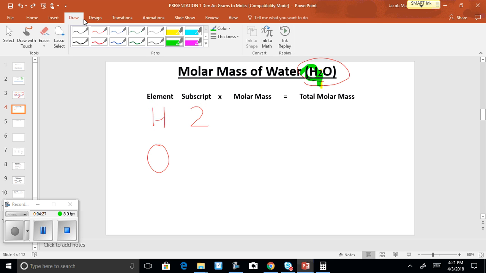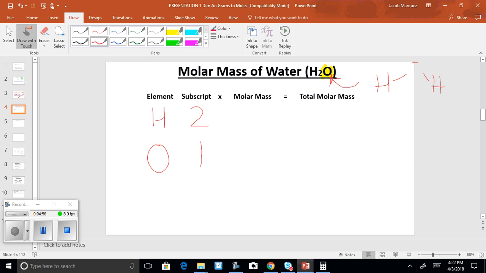Now what about my oxygen? What's my subscript for oxygen? Well, I look at my oxygen right here. I'm highlighting my oxygen in the formula. Notice I don't see a subscript there. If you don't see a subscript, that means your subscript is a 1. So for my oxygen here, I'm going to put a 1 there. All right, I'm going to draw out the molecule of water so you see what it looks like.